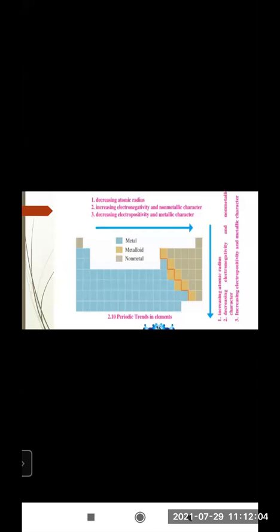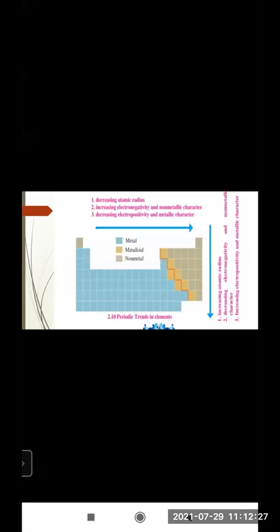The positive charge in the nucleus goes on increasing while the atomic radius goes on decreasing, and thus the effective nuclear charge goes on increasing. So those are three points: decreasing atomic radius, increasing electronegativity and non-metallic character as we move from left to right in a period, and decreasing electropositivity and metallic character.